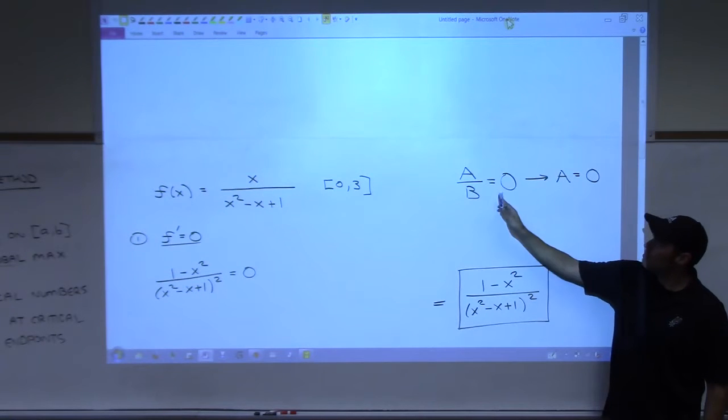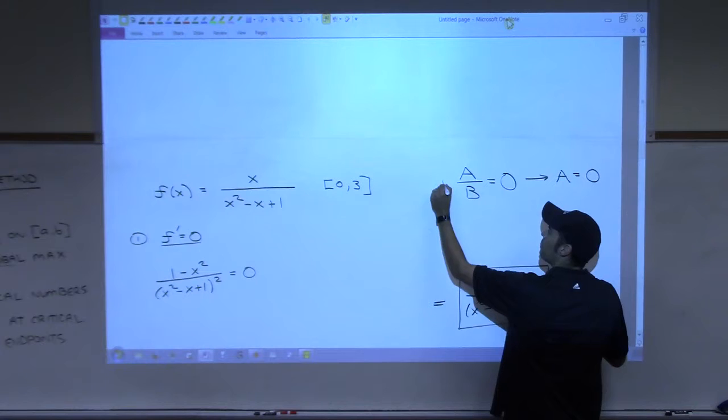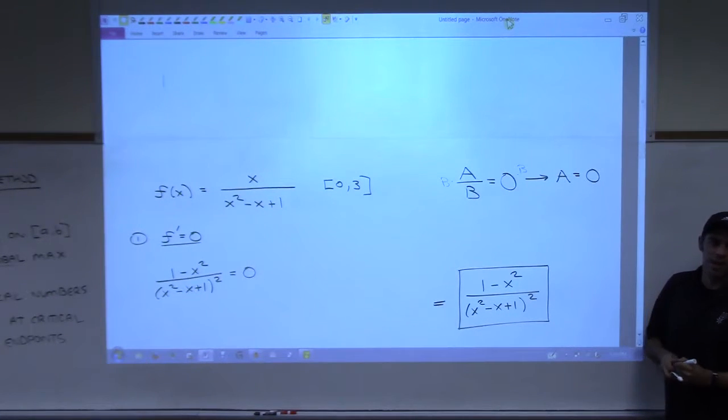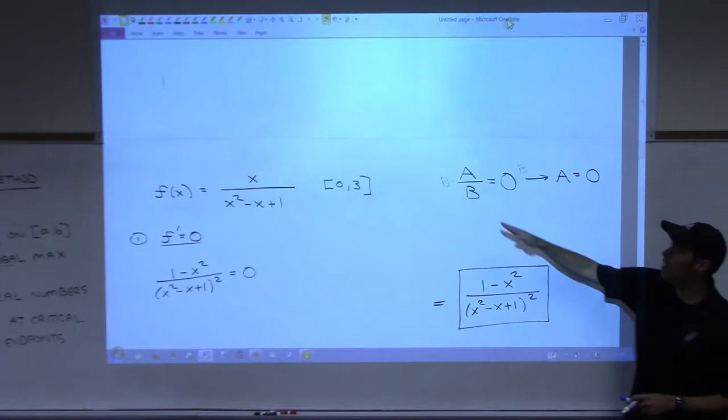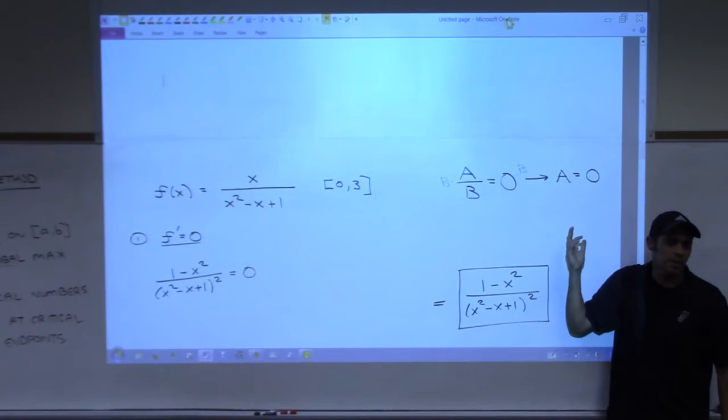But let's say someone gave you a fraction, and they said, solve this thing, right? Couldn't you always just multiply both sides by b? And if you did that, what would you get on the left side? The b's would cancel, you get a. And on the right side, 0 times b would be 0.